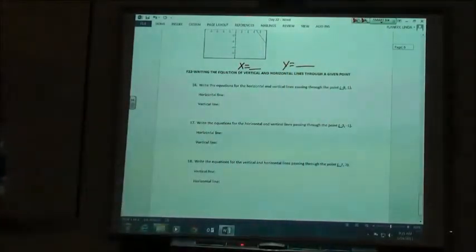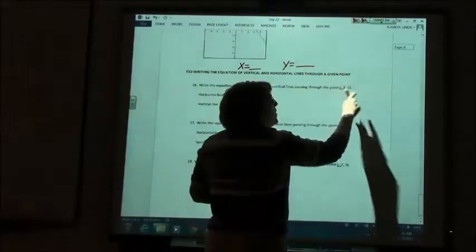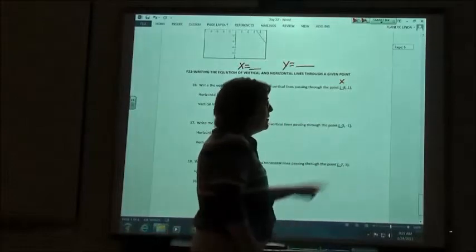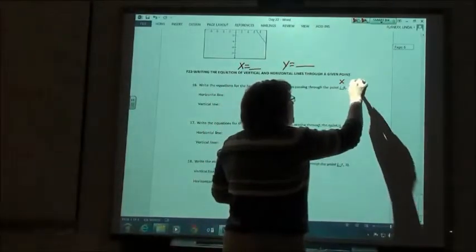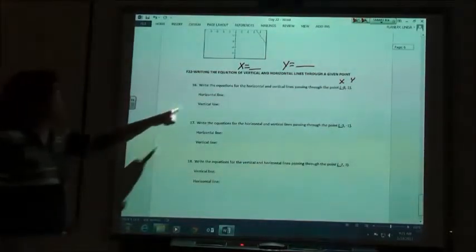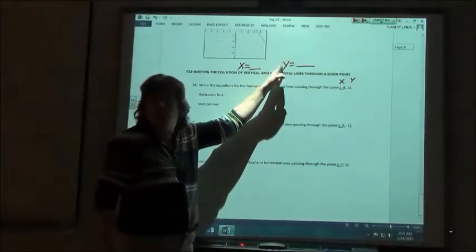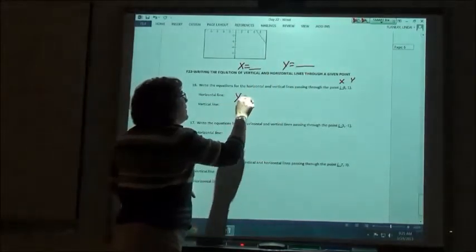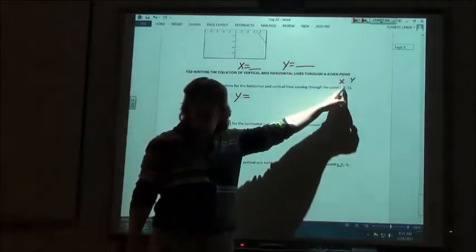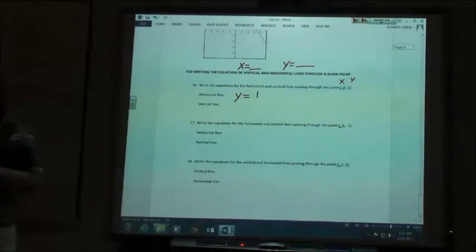When I had the horizontal line, I had y equals, and we had a number after that. So if I want to write the equation for the horizontal and the vertical lines that go through the point -8, 1, I know that this first value is always my x, and the second value is always my y, right? So, if I'm writing the equation of the horizontal line, horizontal lines always say y equals, and then it would have to be the y value from that point, which in this case is 1.